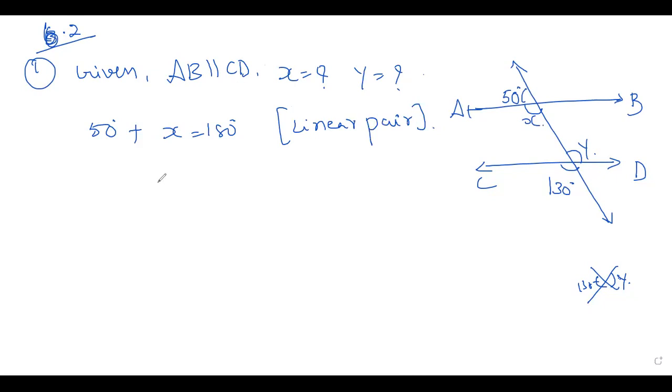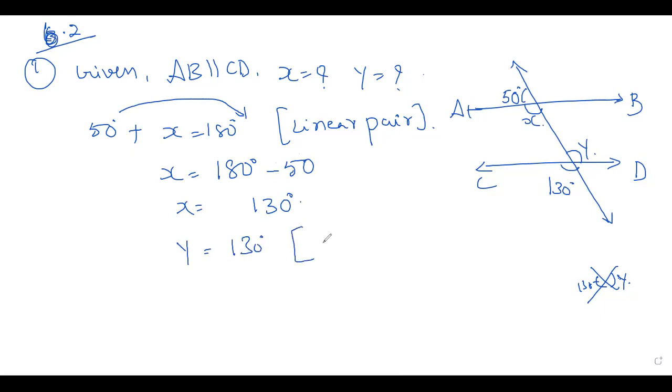Linear pair. Then x is equal to, write 180 as it is and shift this to right hand side. So plus 50 becomes minus 50. That is equal to 130 degree. And y is equal to 130 degree because vertically opposite angles are equal. You should not write VOA, you should write the full form, children. Vertically opposite angles are equal.